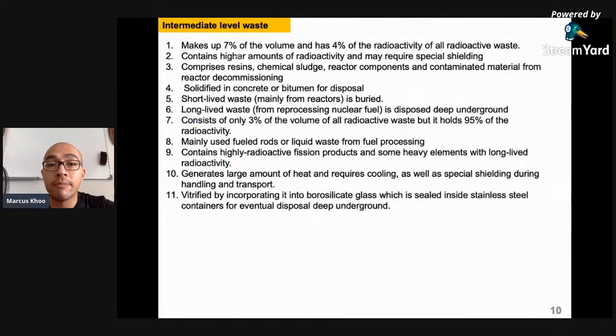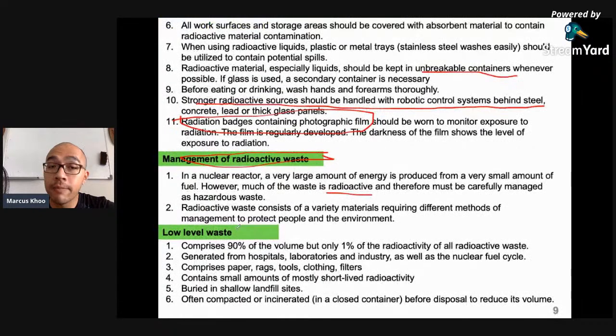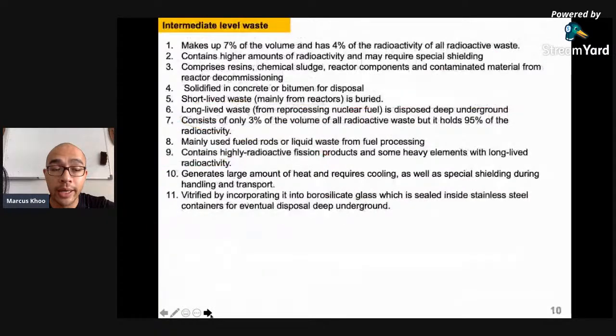Intermediate level waste is about 7% of the volume. So if you have calculated, originally 90% is low level, intermediate is 7%, so we are guessing that high level waste is probably about 3%. This one is resins, chemical sludge, reactor components. These are all intermediate level waste. Some are buried, and some are buried even deeper underground. Short-lived waste from reactors is usually buried. Waste from reprocessing is usually disposed deeper underground.